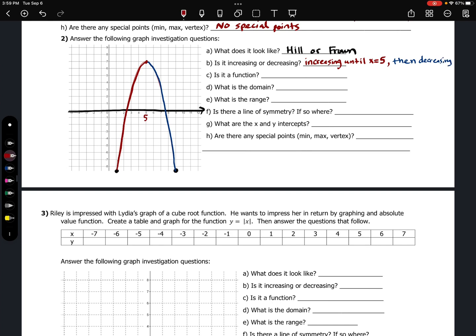All right, so if you need to jot notes on there, this is increasing, so you're going left to right. And then this one is decreasing, because you're going down. Is it a function? Yes, it is. This one passes the vertical line test as well.